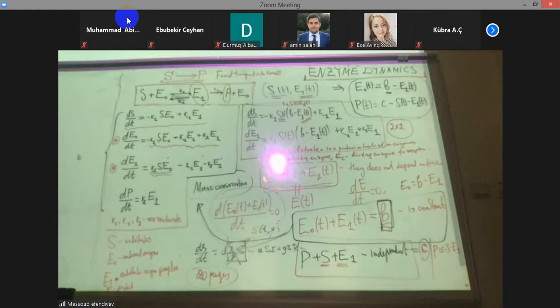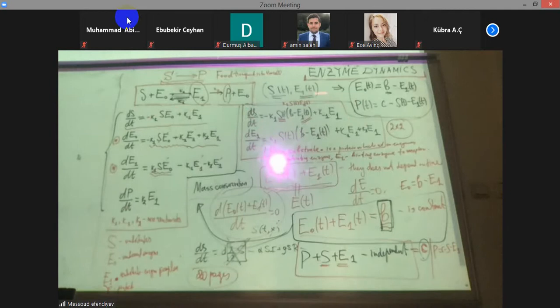That means if I know E1, then I don't need to solve for E0. I just extract the information from this: E0 of t is equal to B, which I know, minus E1 of t. And the same way, if I know E1, I can determine it by integrating this simple ODE. Therefore, this equation leads to solving this equation if you know S and A1. This can be derived by putting B minus A1 instead of A0; you can just replace A0 by that quantity, and this is already enough. If you know S and A1, you can solve this.